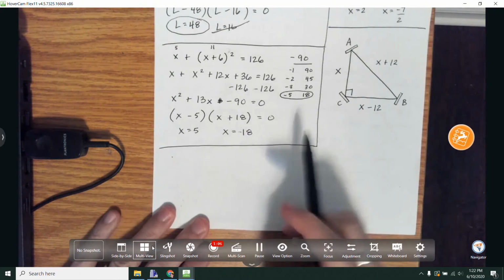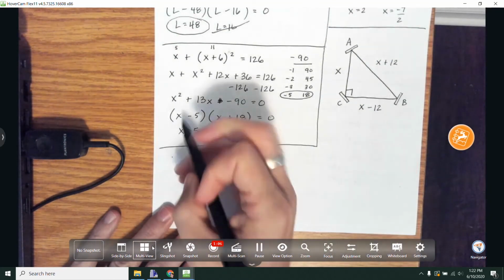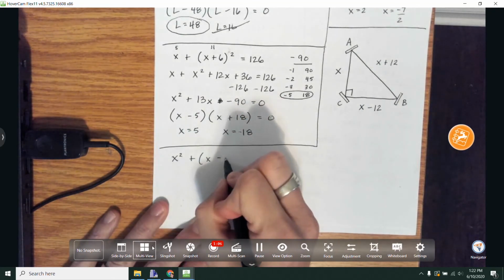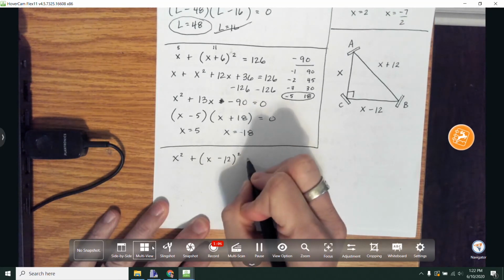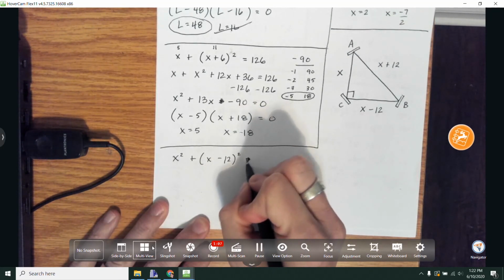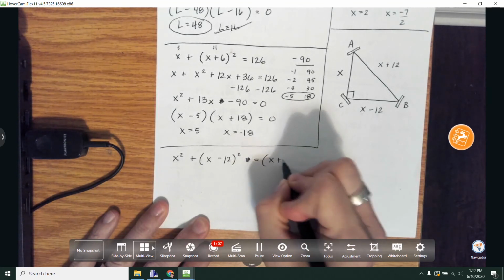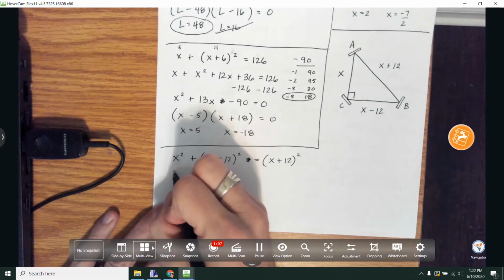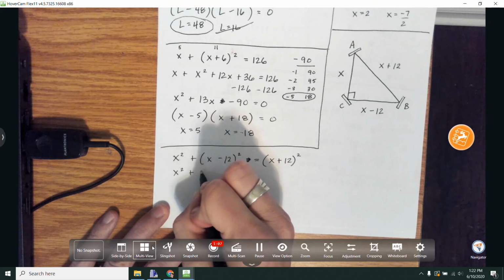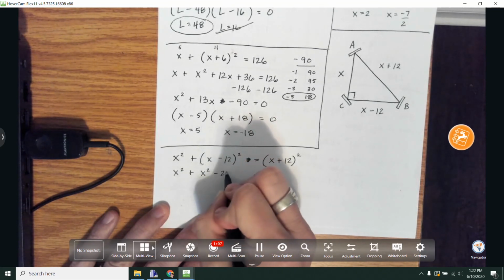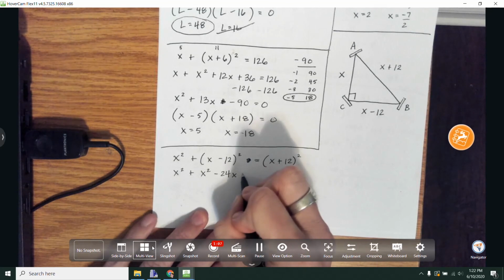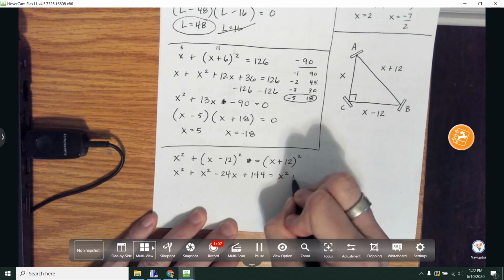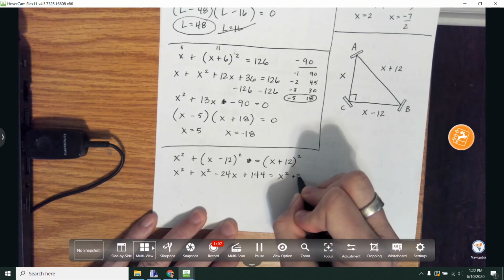So, this is our A, this is our B, this is our C. So we're going to have x squared plus (x minus 12) squared equals our (x plus 12) squared. Okay, so we're going to expand these things out. We get x squared plus x squared minus 24x plus 144. That equals x squared plus 24x.